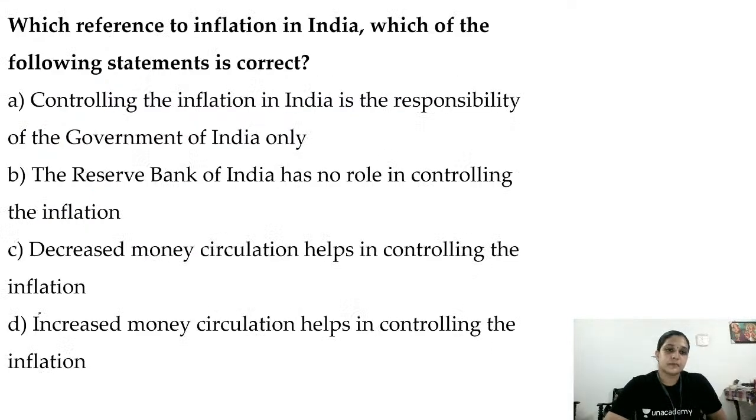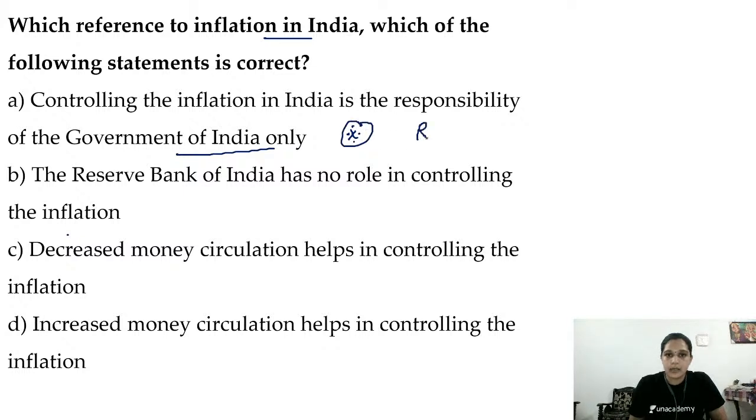With reference to inflation in India, again a question from inflation. Which of the following statements is correct? Controlling the inflation in India is a responsibility of the government of India only. Just now we saw that it is the RBI. See, monetary policy is RBI's work, and fiscal policy is the government's work. Sometimes in monetary policy, RBI plus government will also work. So the first statement is wrong since you are asking for the correct one. The Reserve Bank of India has no role in controlling the inflation.